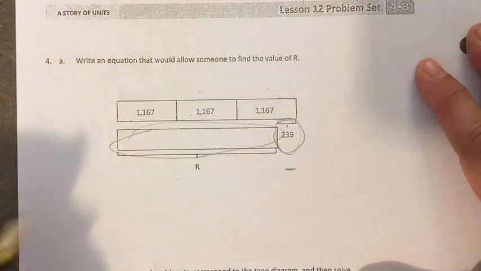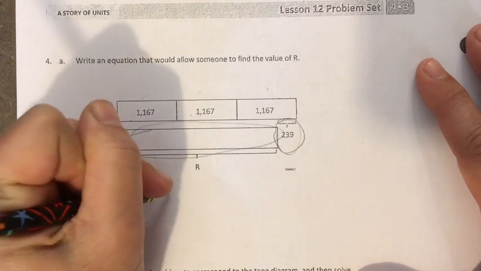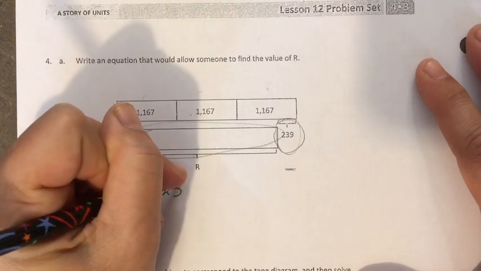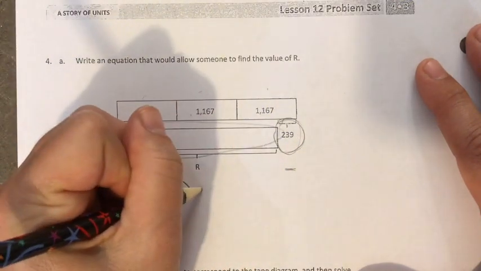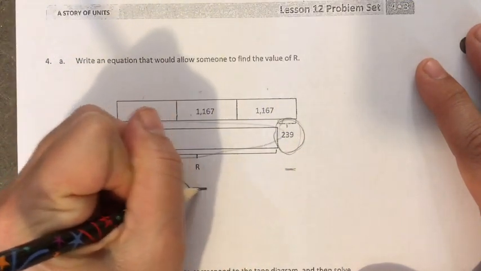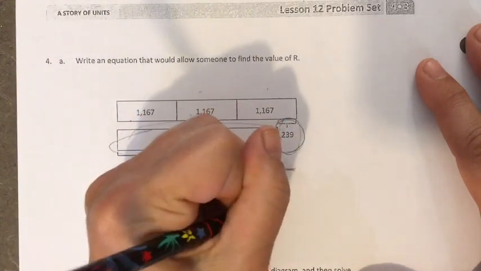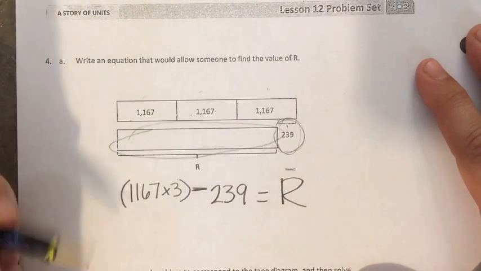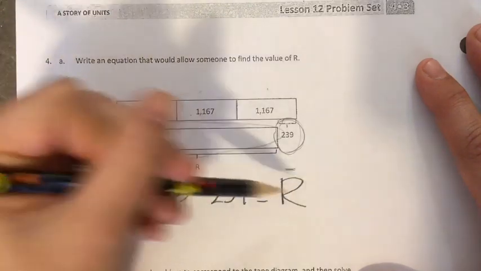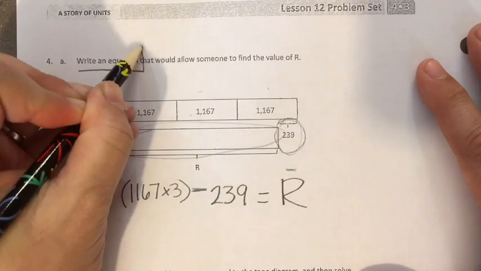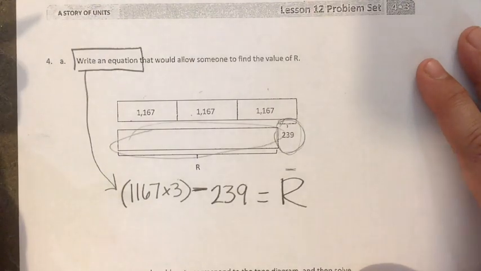All right, so I see 1,167 3 times. And then I see this chunk that's being taken away. So I'm going to write take away 239 equals R. Okay? All right, so that's what they're asking you to do. They're asking you to write your own problem, where it says write an equation. An equation would be a fancy way of saying a math problem.